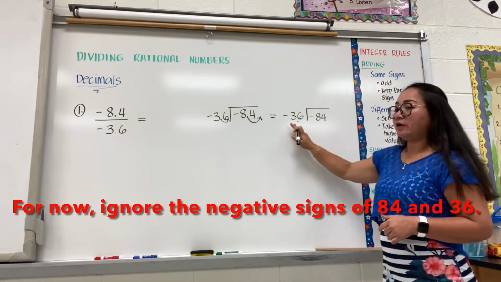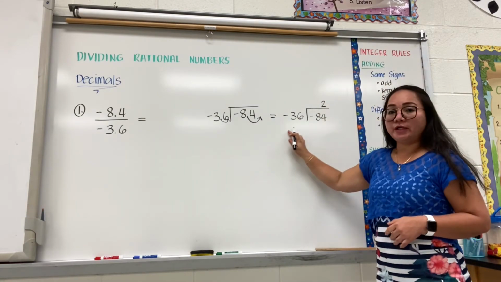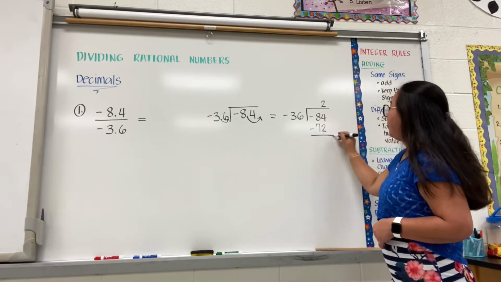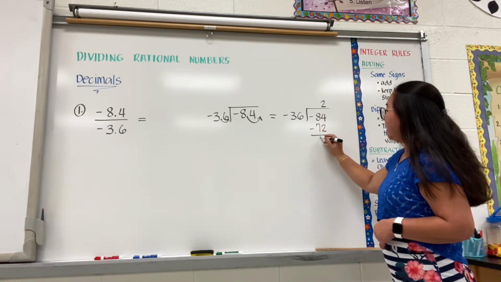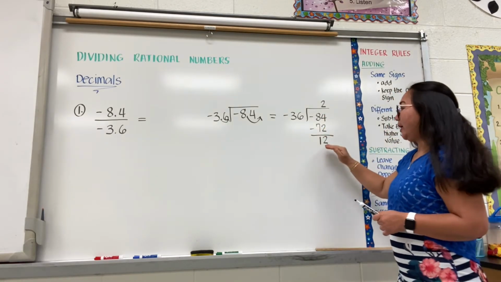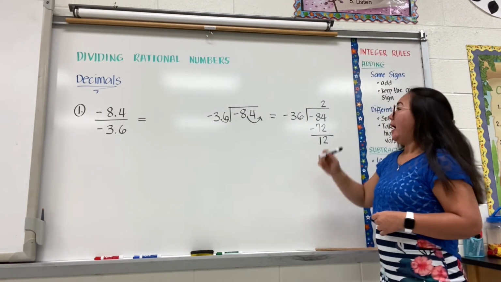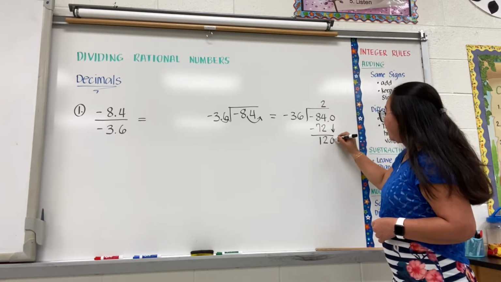So 84 divided by 36 is 2. 2 times 36 is 72. Subtract. 4 minus 2 is 2. 8 minus 7 is 1. Now, you cannot divide 12 by 36. So all you have to do is add 0 and then bring down that 0.